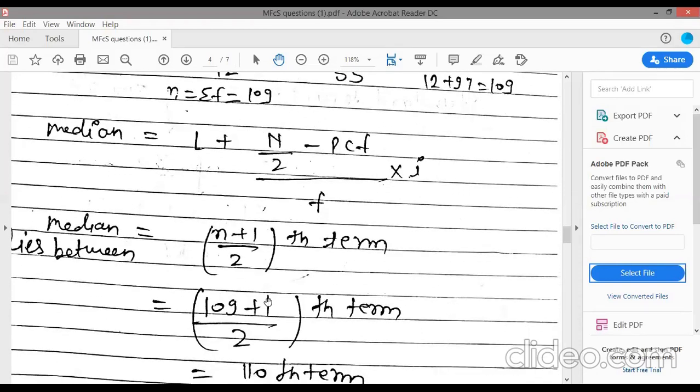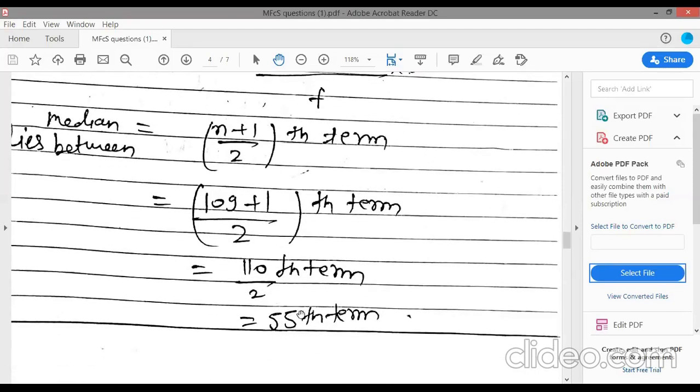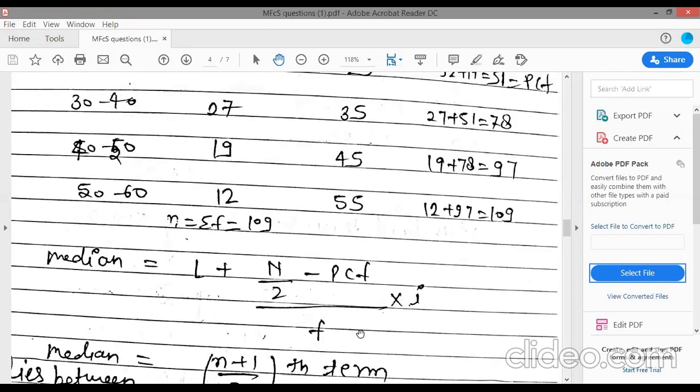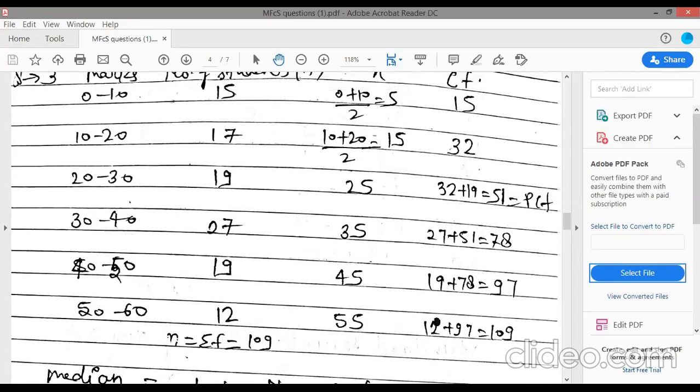That means odd number. If odd number, then your median will lie at the (n plus 1) by 2th term. So 110 upon 2, that means 55th term. So just look at your cumulative frequency, and the 55th term is nearby to 78. So 78 is your cumulative frequency, 27 is your frequency, and your PCF, your preceding cumulative frequency, will be 51. So your preceding cumulative frequency is 51.